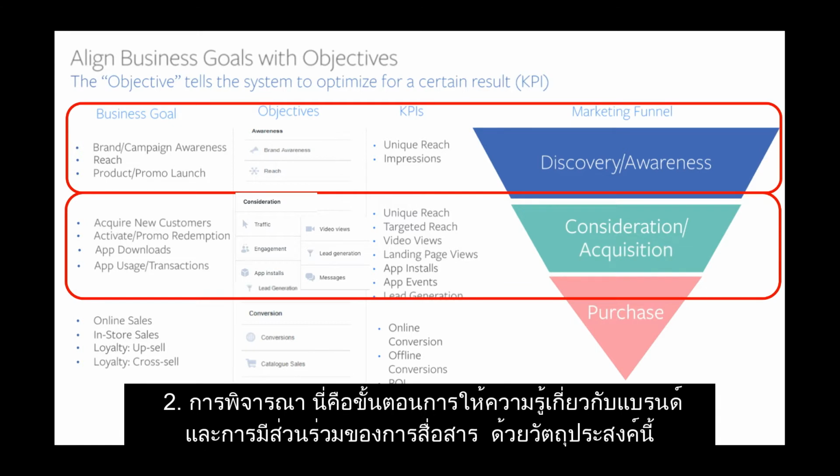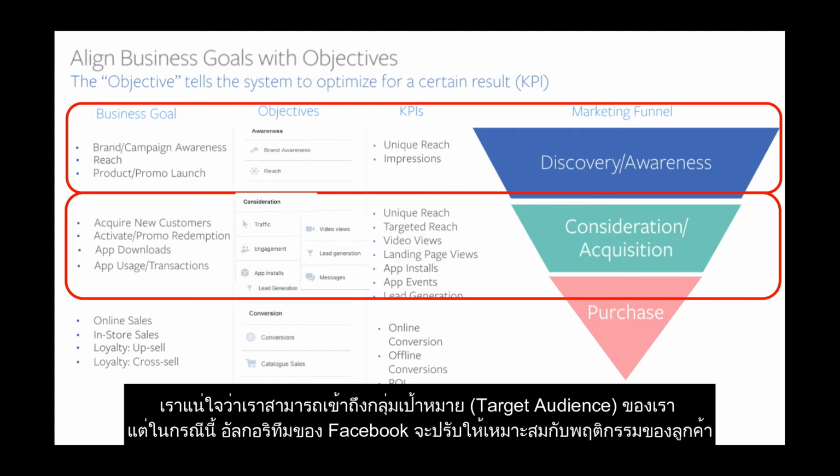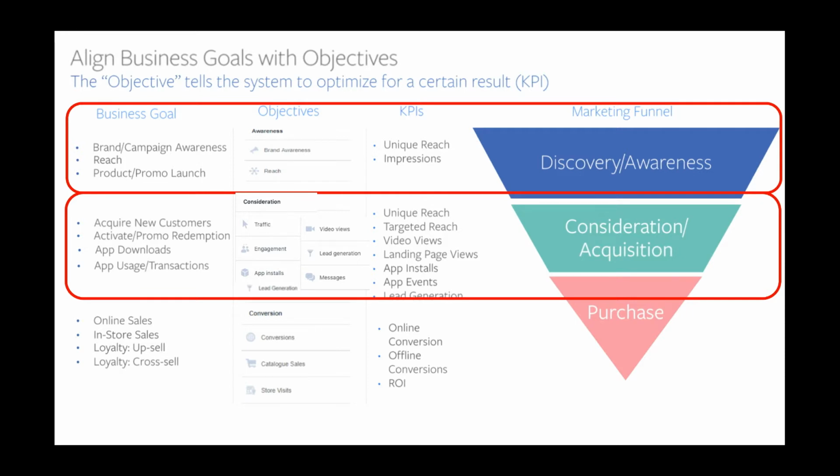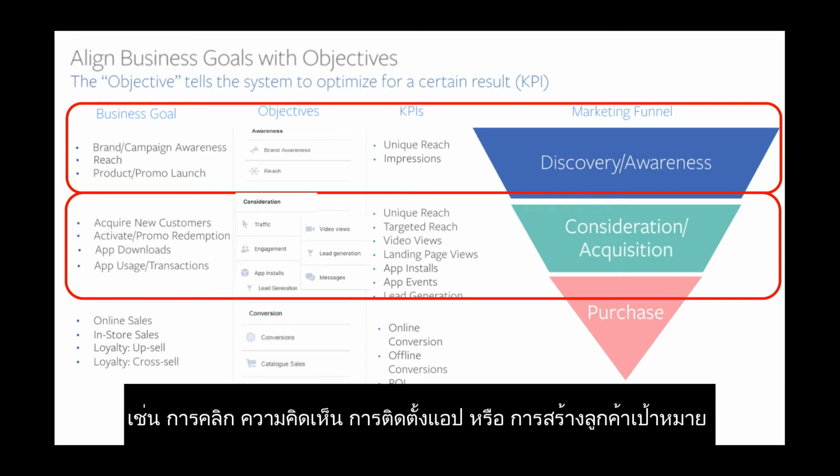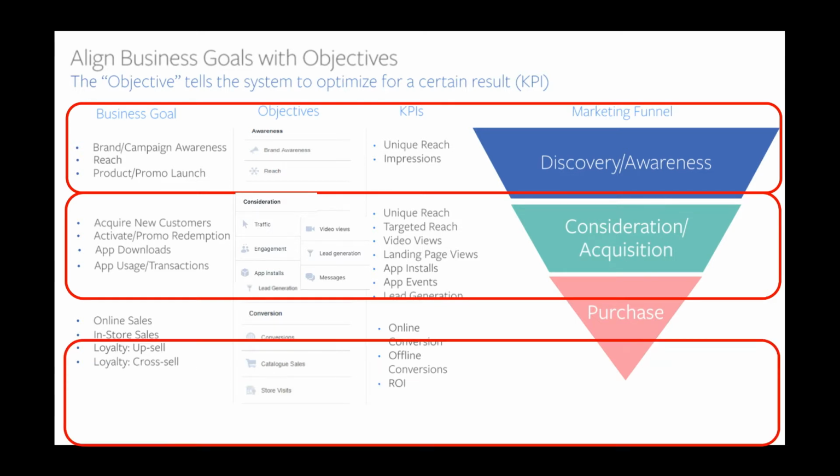The next then is consideration. This is the education and engagement phase. More, I would say educating the customer through engaging content. With this objective, we want to ensure that we reach our target audience, but the Facebook algorithm will optimize towards customer actions. Things such as clicks, comments, video views, app installs, or lead generations. This is all part of the consideration phase.